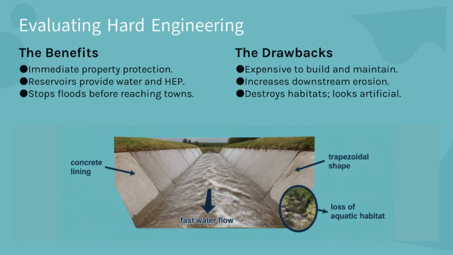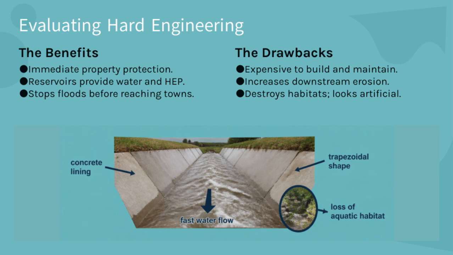First, let's look at the benefits. Hard engineering can provide immediate property protection. This is very important in towns and cities where lots of homes, shops, schools, hospitals, and roads may be at risk. Dams and reservoirs can control discharge by storing water. This can reduce the chance of floods reaching towns downstream. Reservoirs can also provide water supply and hydroelectric power, so they may have benefits beyond flood protection.